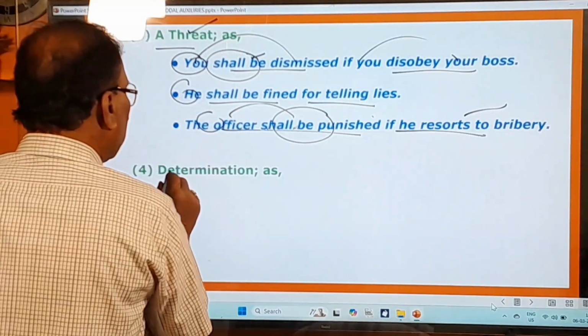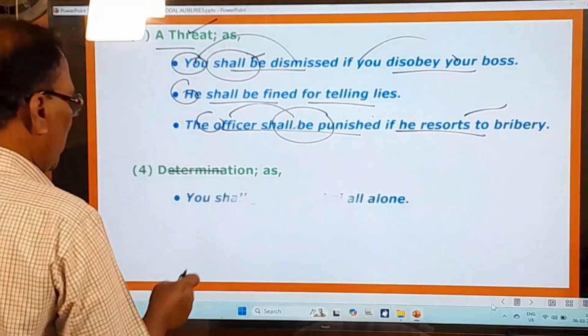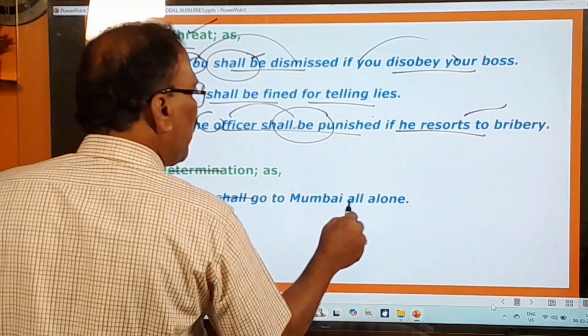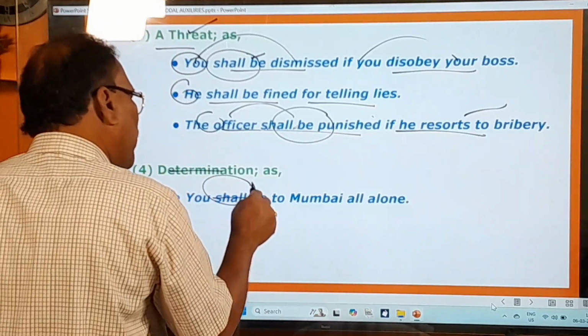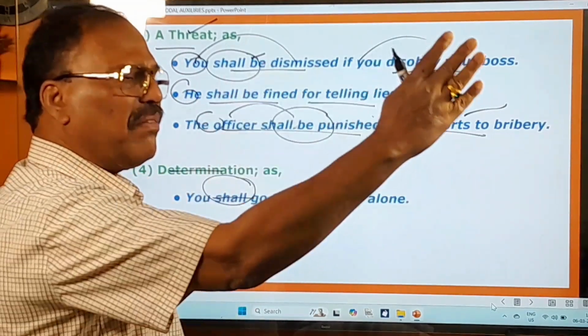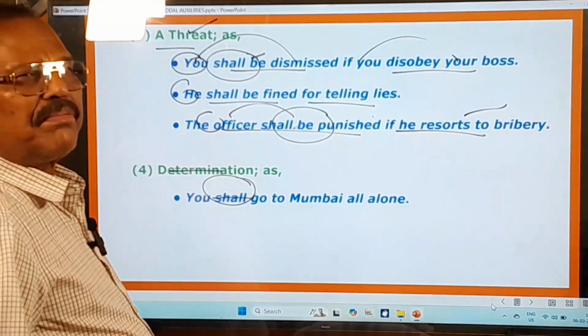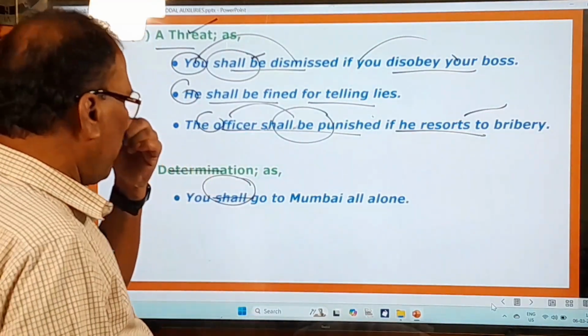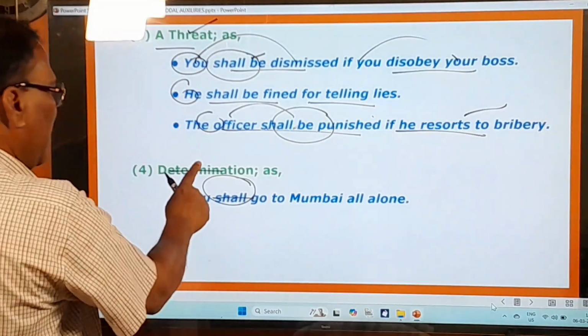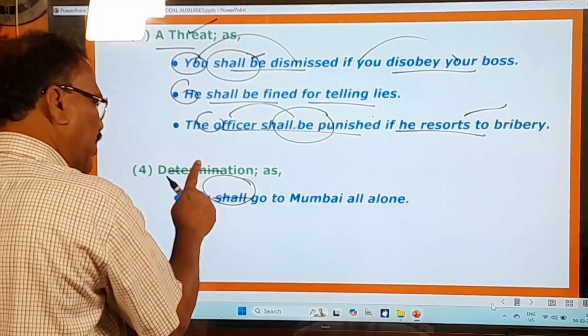It also indicates determination. How? Here you pay attention. You shall go to Mumbai all alone. It's a determination. You shall go to Mumbai all alone. That is determination. It's decided, that's all. It is determined. So this shall in this sentence is indicating determination.